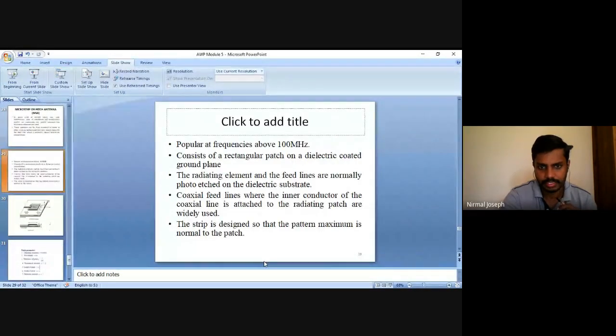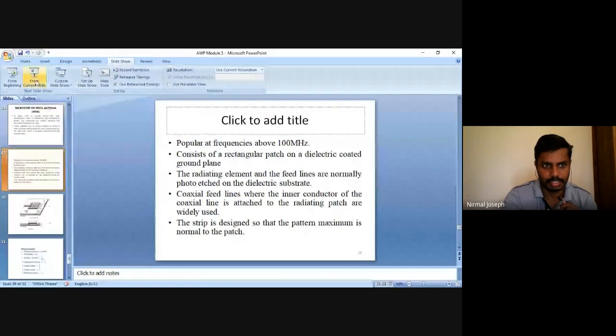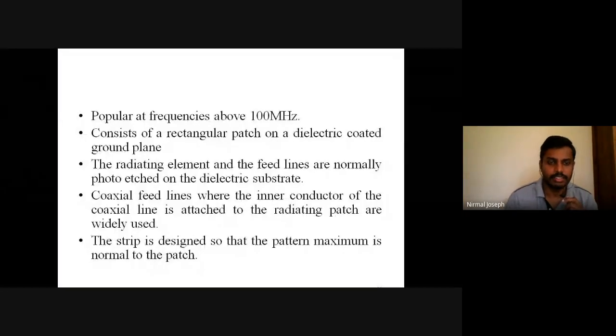The radiating elements and feed lines. Both the radiating element and feed lines are photo etched on the dielectric substrate. One dielectric substrate will be there, and to it the radiating elements and feed lines are photo etched. That means we're using light.